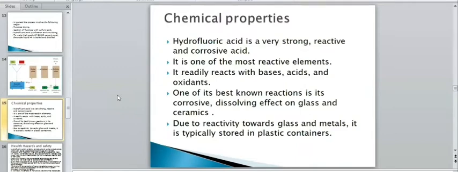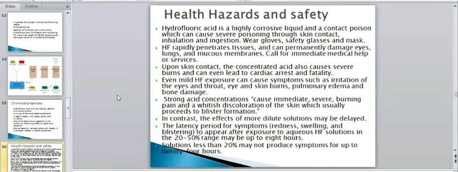Due to its reactivity towards glass and metals, it is typically stored in plastic containers. I told you before when I showed you the picture of this liquid. Now, what are the health hazards and safety?